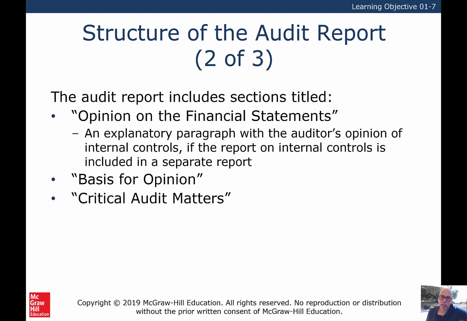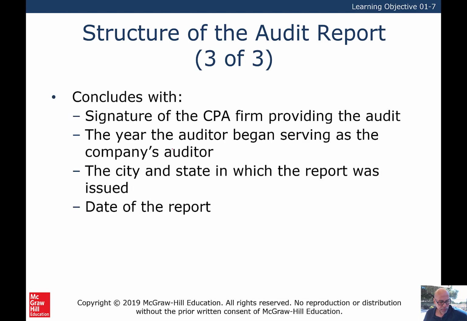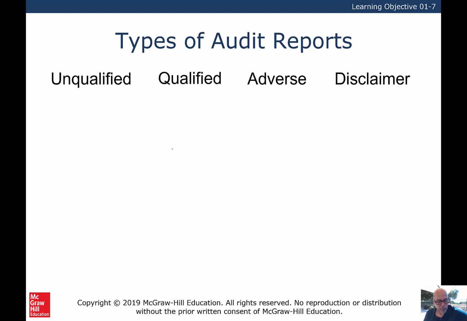We saw in that opinion they were saying they are, but there are times like that uncertain tax position that we saw when we looked a minute ago, which are the kinds of things that you would put in that critical matters discussion. Okay, and then we saw the signature, and I don't know if I showed you the date of the report, but we saw the signature. In that case, it was EY. Okay, now the types of opinions: unqualified, qualified, adverse, or disclaimer.